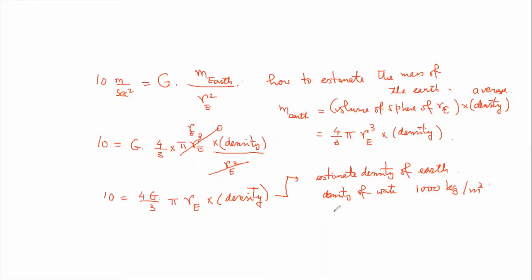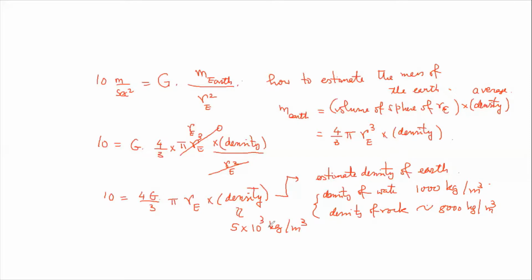And the density of rocks, some heavier rocks, is approximately 8000 kg per meter cubed. So you take an average between the two. You don't know any better, so you take a guess here. Let's say this average density is something like 5 times 10 to the power 3 kg per meter cubed.